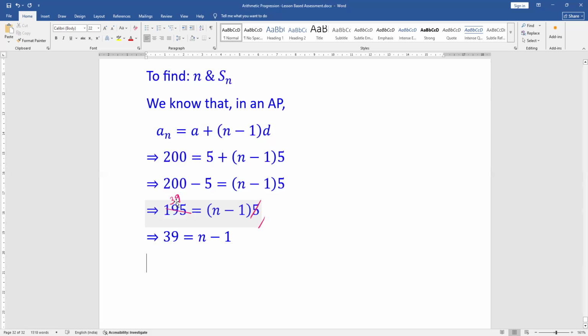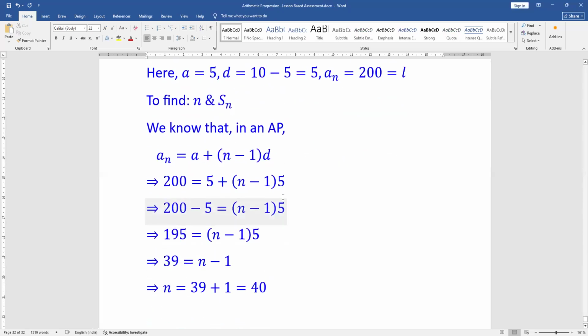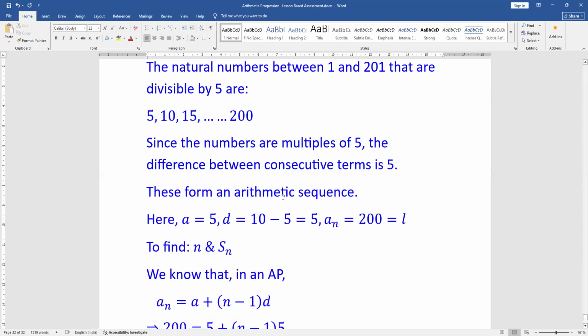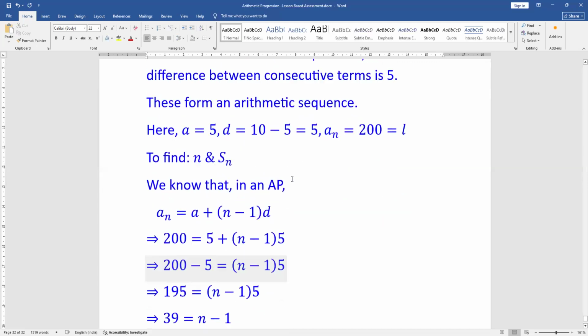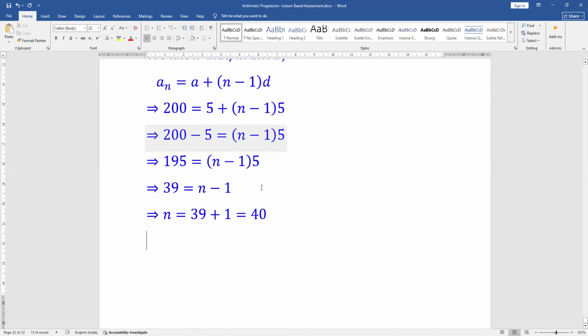Okay. Then you transpose this minus 1 to the left hand side, it becomes 39 plus 1. So I put a dash step here. So n will be equal to 39 plus 1, which gives you 40. So now there are 40 terms which are divisible by 5 between the natural numbers 1 to 200.